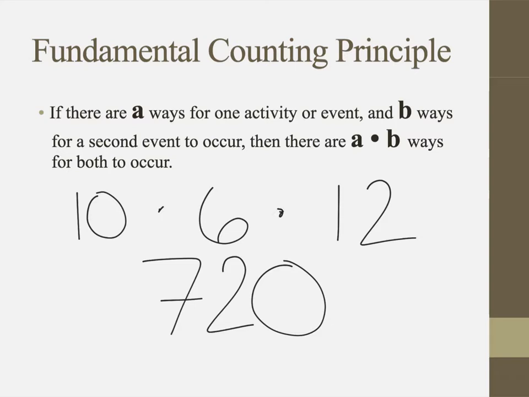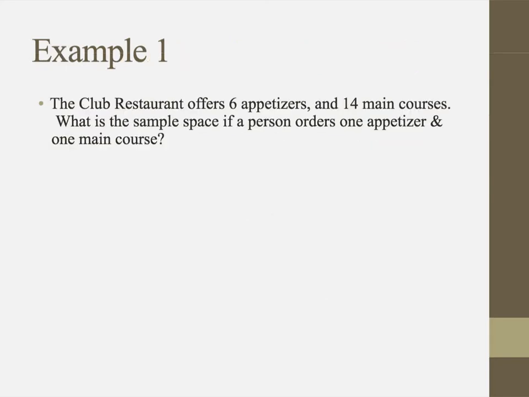Very good. All right, so very similar to what we just talked about, as we made the wonderful mistake. I made the mistake, and Aiden caught me. All right, the club restaurant offers 6 appetizers and 14 main courses. What's the sample space, using some wonderful vocab, if a person orders 1 appetizer and 1 main course? Meaning, how many possible combinations can they have if they've got 6 appetizers and 14 main courses?